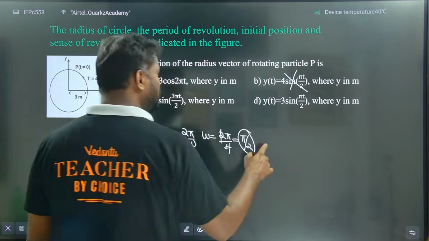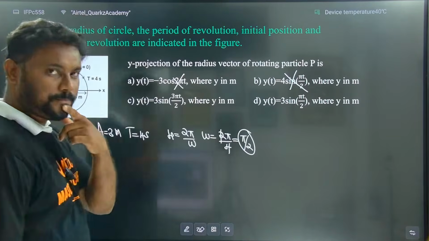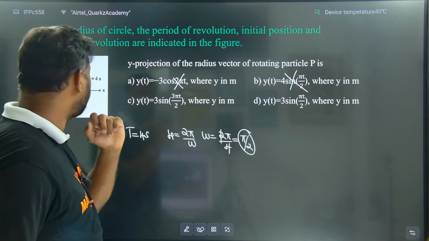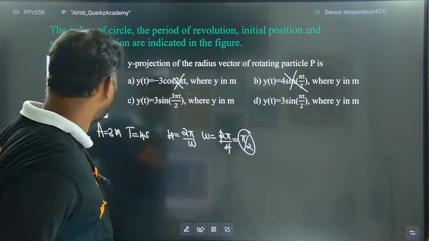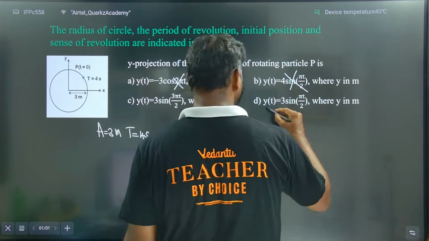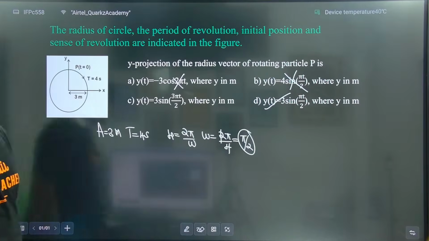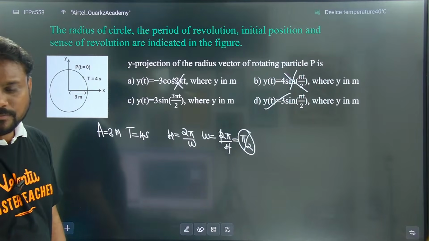Omega, what is the value? Pi by 2. So it's not the other options, it's a cos function. Wait, is this a cos function or a sin function? We know, because what did I say about the y displacement? Because it is a sin function, and also omega is pi by 2. That's it. You can go with this answer. D is the answer. Is this understood? Clear everyone?